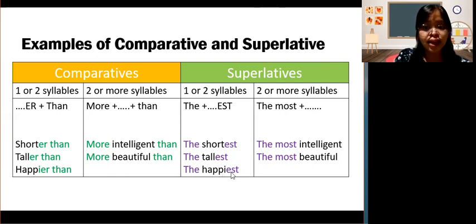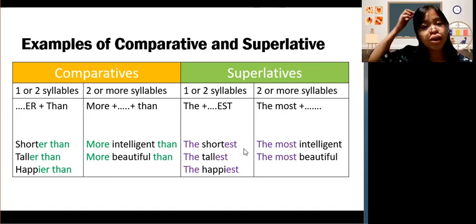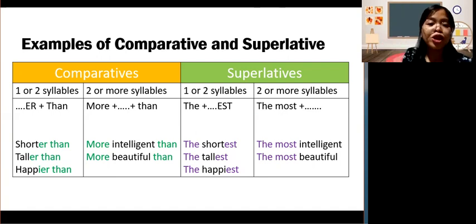We change Y to I and add est and it becomes the happiest. Okay, so we just add the and then than when we are making sentences. But if they only ask you to put the comparative degree of it, you just say shorter, shortest, like that. Then we have the superlative, two or more syllables, the most plus the adjective, the most intelligent, and then the most beautiful.